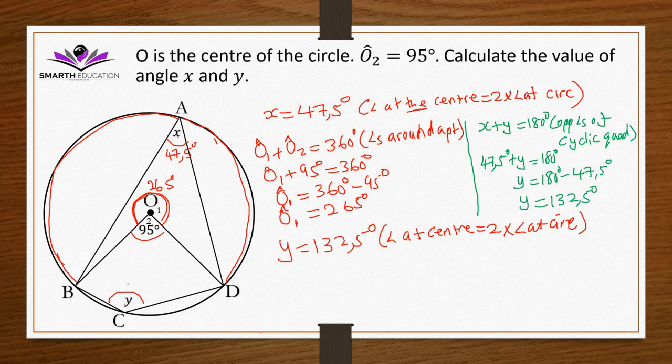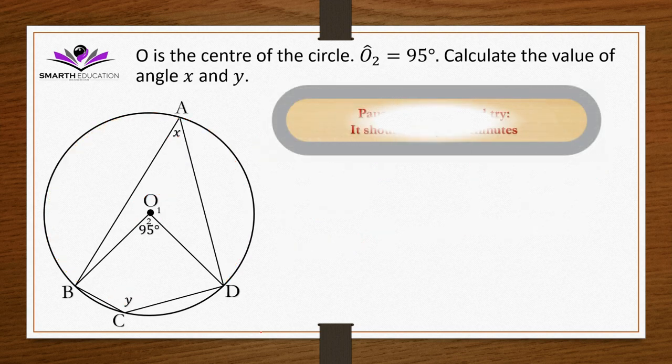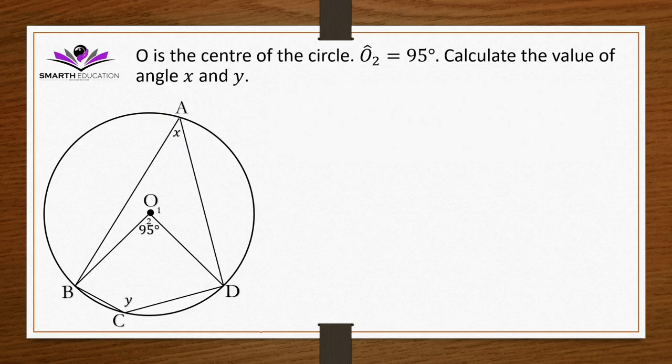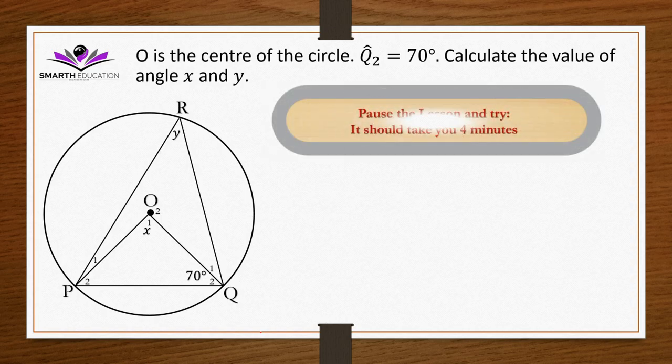We found our x, we found our y. We've done everything, so let's leave this one and go to the next one. Right, O is the center of the circle. We're almost done. I think after this one, there's one more. Q2 is 70 degrees. Calculate the value of x and y. Let's try this. I'm going to give you 4 minutes. Let's try.